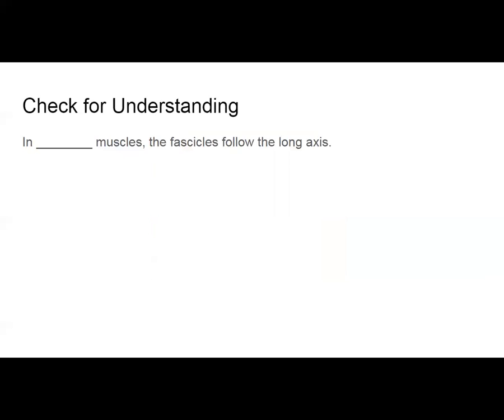All right, we'll check for understanding here. So in blank muscles, the fascicles follow the long axis, okay? All right, parallel muscles, good. In blank muscles, fascicles go at an angle with the tendon. Okay, very good.